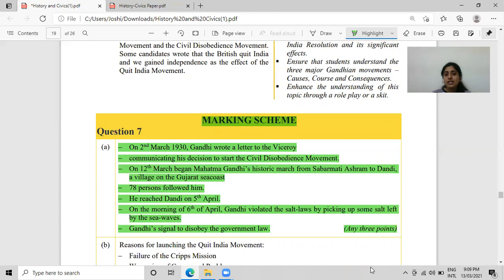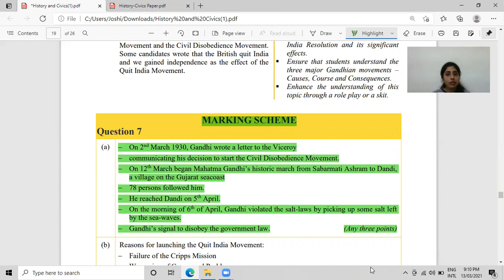Point number 4, 78 people followed him. Point number 5, he reached Dandi on 5th of April. Point number 6, on the morning of 6th of April, Gandhiji violated the salt laws by picking up some salt left by the sea waves. And point number 6, Gandhiji signaled to disobey the government law. So you can see through these 6 points, the Dandi March is being explained.